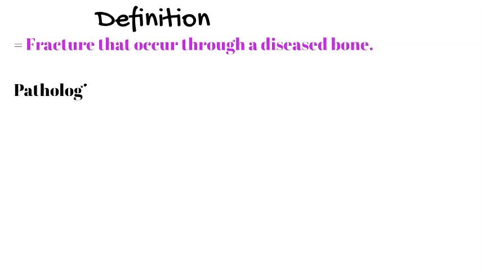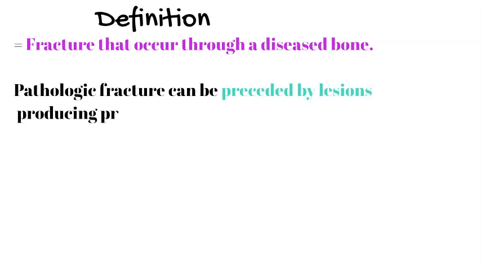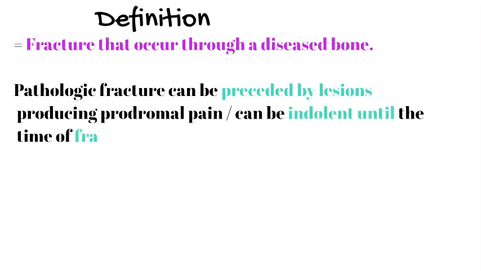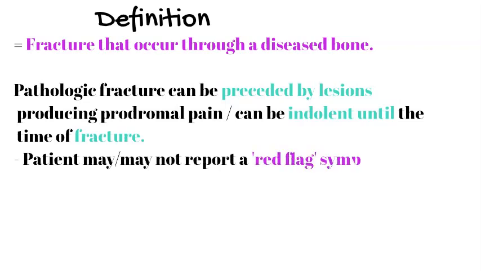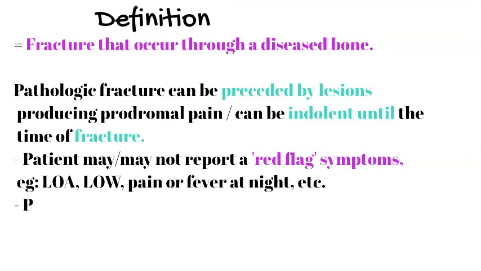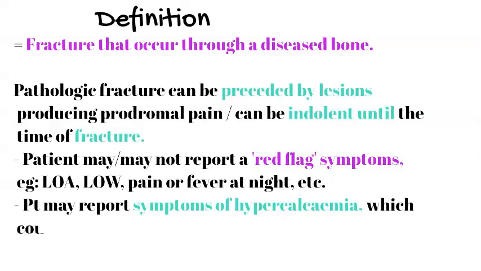Definition of pathological fracture: it is a fracture that occurs through a diseased bone. Pathologic fracture can be preceded by lesions producing a prodromal pain or can be indolent until the time of fracture. Patient may or may not report red flag symptoms, for example, loss of appetite, loss of weight, pain or fever at night, etc.